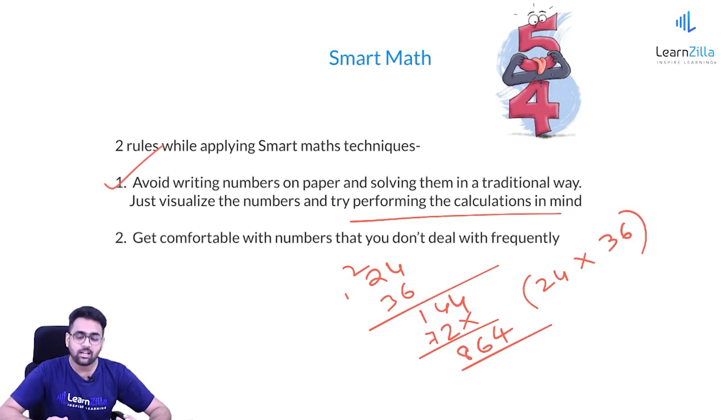And then, get comfortable with numbers that you don't deal with frequently. Let's say you are not very comfortable with multiplying numbers involving 7, or maybe 13, 17 or 19. These are not very commonly or comfortably used numbers.